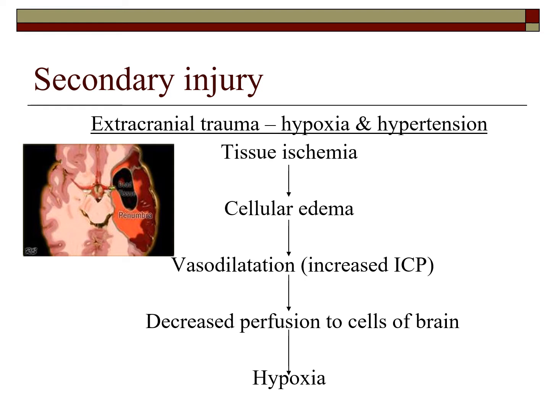So you see the dark area is the original stroke. The red area, however, is the secondary injury, and you can see it's quite a bit bigger, and that is due to the ischemia, the edema, the decreased perfusion of the cells in that area due to the increased pressure, hypoxia, and therefore damage. So we've gone from an area of a moderate effect of the injury to a quite larger effect of the secondary injury.